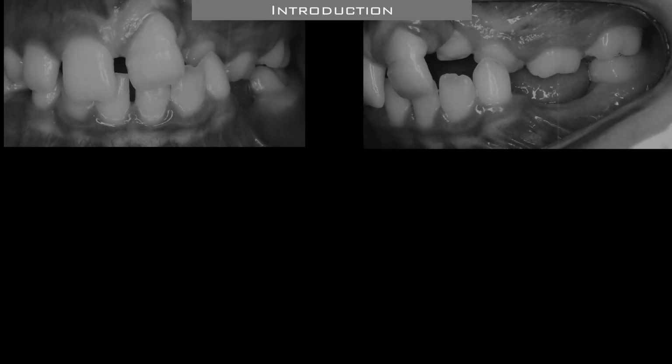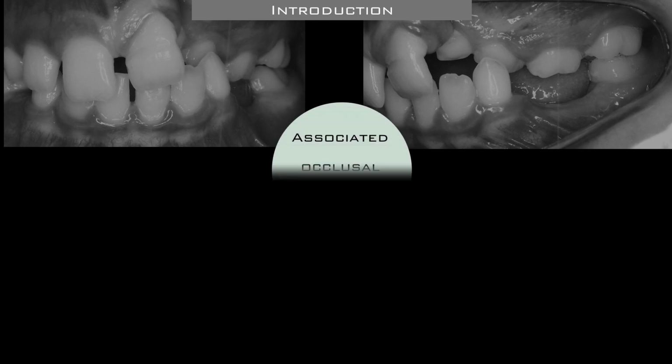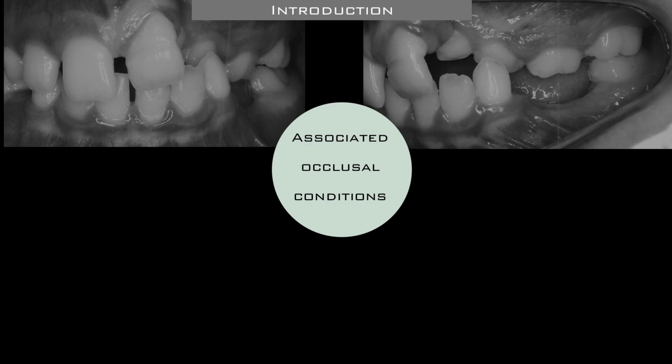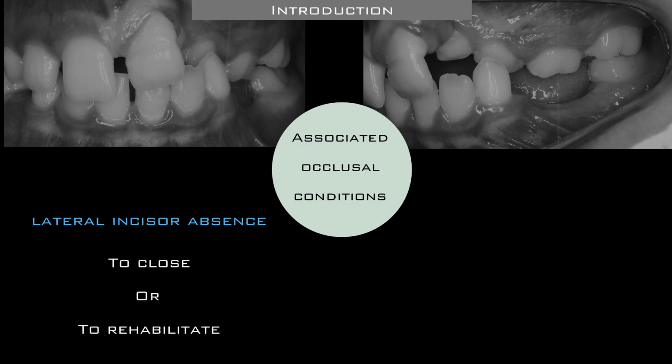Besides, it's important to know that in patients with cleft lip and palate, the presence of major occlusal changes, such as anterior and posterior crossbite, is very common. In addition, it's common to observe the absence of the lateral incisor in the region of the fissure, and an important planning decision is whether we will close the space with orthodontic treatment or rehabilitate the space.